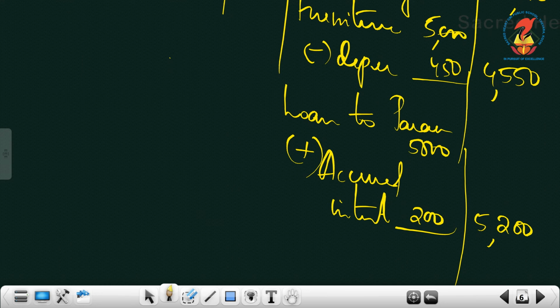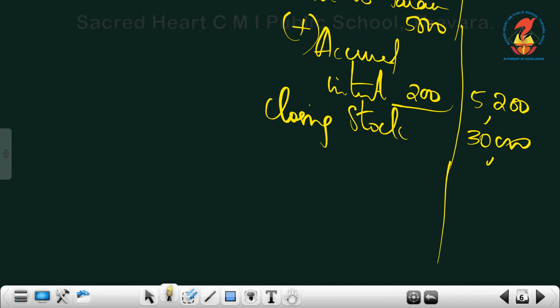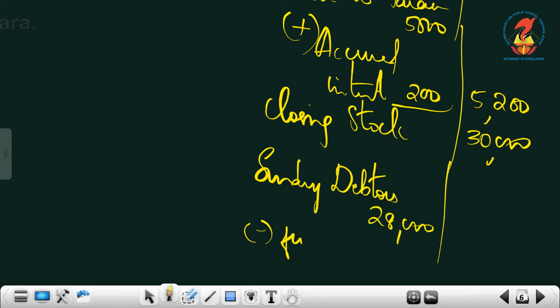Then next is closing stock. When you start your current asset section, write closing stock first, or else you will miss out closing stock, and take the lesser value, 30,000. Same thing you would have written in the trading account also. Then next you have to take sundry debtors. Debtors have adjustments, so consider those adjustments. Debtors amount is 28,000, less what should we do? Further bad debts. What is the further bad debts amount? Further bad debts is 500.